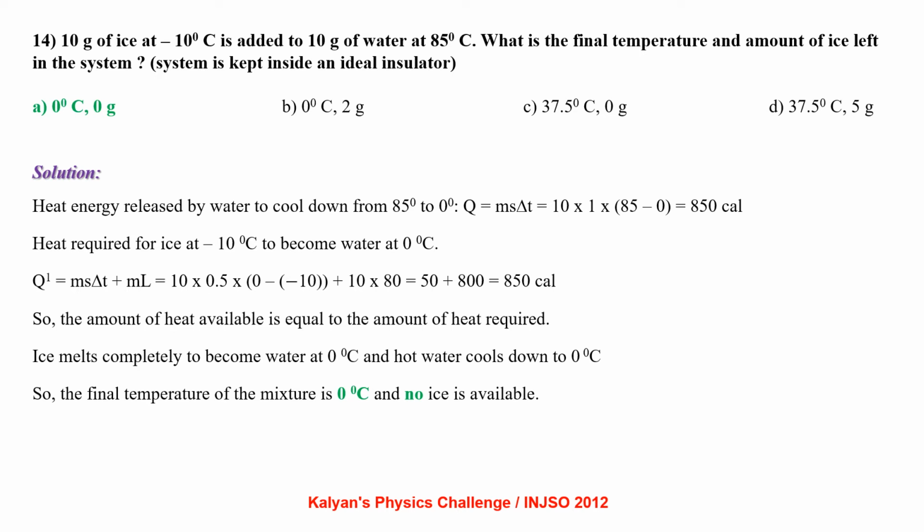Heat energy released by water when it cools down from 85 degrees centigrade to 0 degrees centigrade, Q equal to m s delta T, which is 850 calorie. Heat required for ice at minus 10 degrees centigrade to become water at 0 degrees centigrade, Q dash equal to m s delta T plus m L, that comes out to be 850 calorie. So the amount of heat available is equal to the amount of heat required. Ice melts completely to become water at 0 degrees centigrade and hot water cools down to 0 degrees centigrade. So the final temperature of the mixture is 0 degrees centigrade and no ice is available.